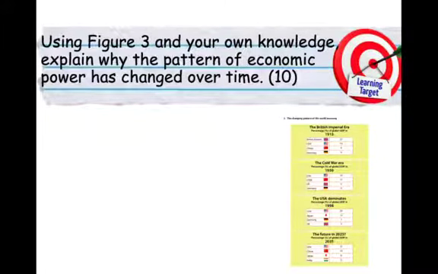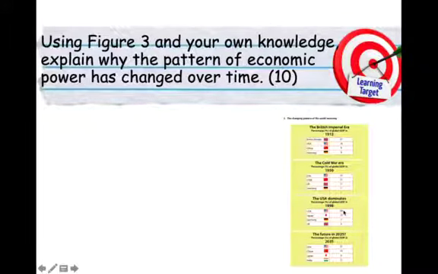I want you to have a go at this 10-mark question as well. I've put the planning sheet onto Google. It's the same one that you use for the other 10-mark question. Remember, say what you see. Explain why patterns of economic power have changed over time. So go through each stage of the source here. Okay, British Empire here. Why did that change to here, the Cold War era?